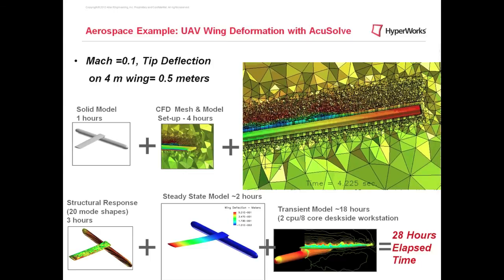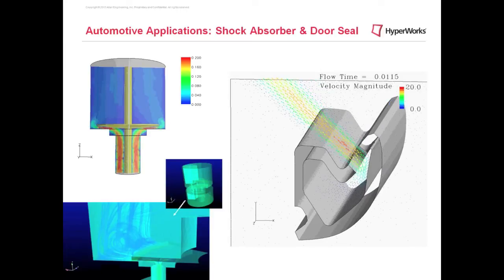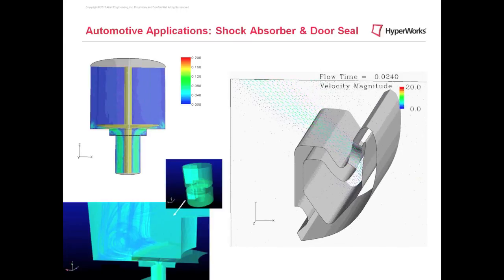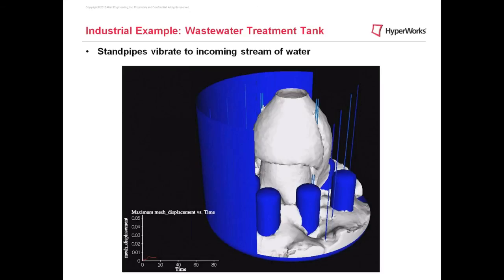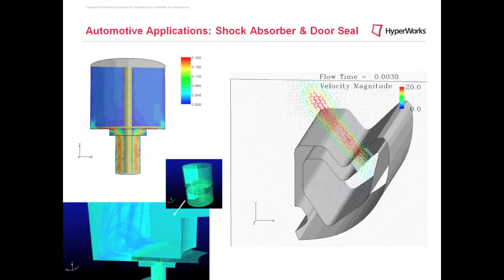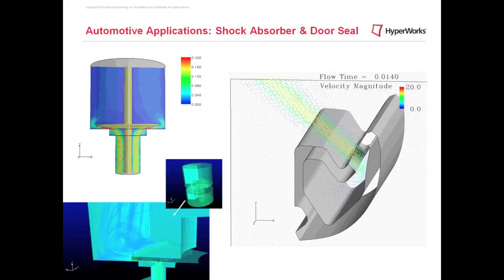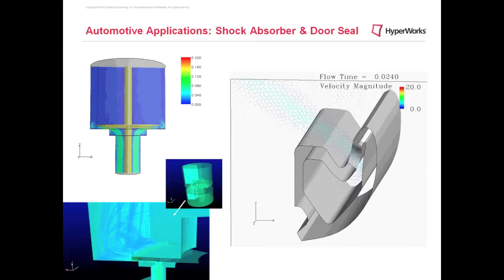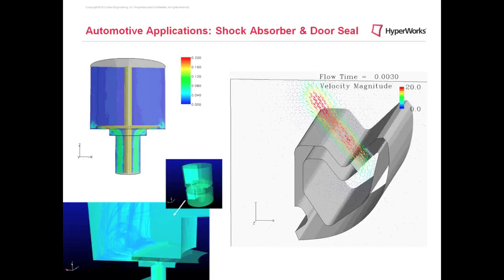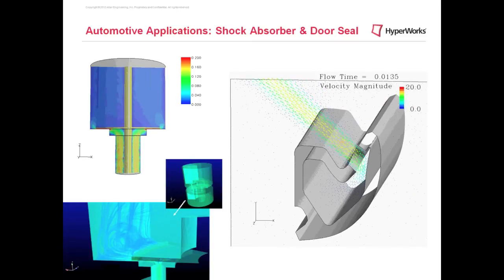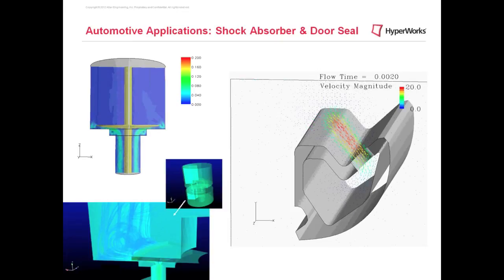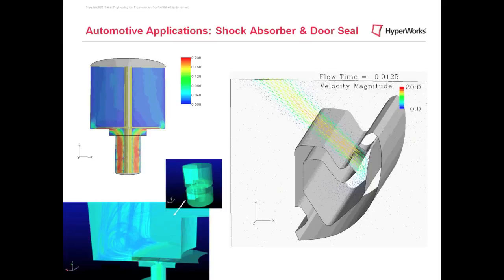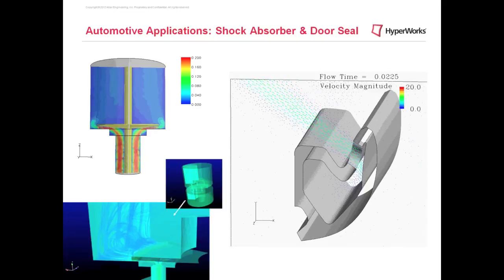A couple other interesting applications from automotive. On the left-hand side is a shock absorber problem where the initial pulsating velocity is causing a damper to move up and down. On the right-hand side, we have a model of a door seal, so the volume change due to contact of, say, a door with a door seal, forcing the air out. And this was a simulation that was done with AcuSolve and Abaqus, and we modeled the rubber as a hyperelastic material.